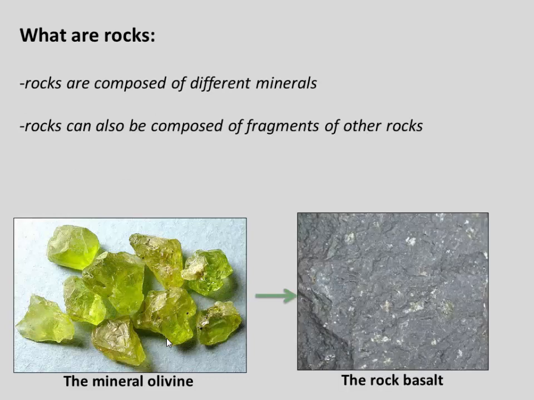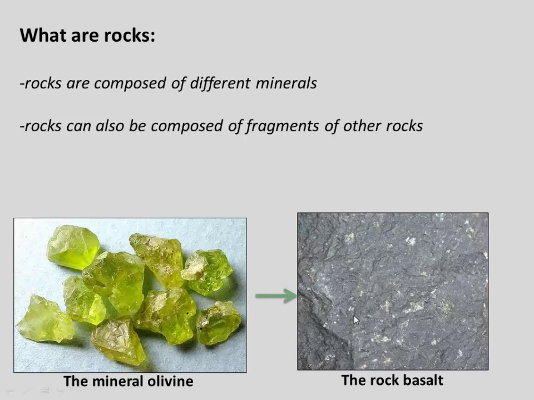Now rocks, in contrast, are composed of different minerals. Okay? So for example, this was the mineral olivine that we just looked at, and here's the rock basalt. Basalt is made of a bunch of fine-grained minerals that you can't really tell what they are. That's what the black is. But then also these larger olivine crystals embedded in the matrix. So the rock does not have a constant composition throughout. It changes. But it is made up entirely of different minerals, including olivine.